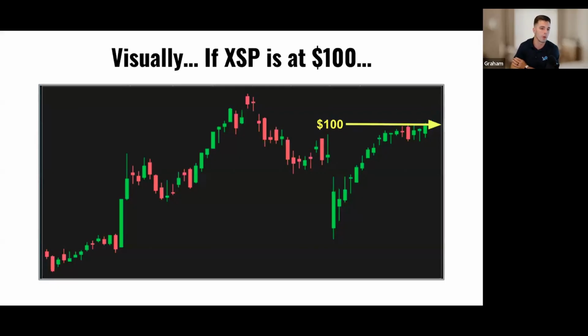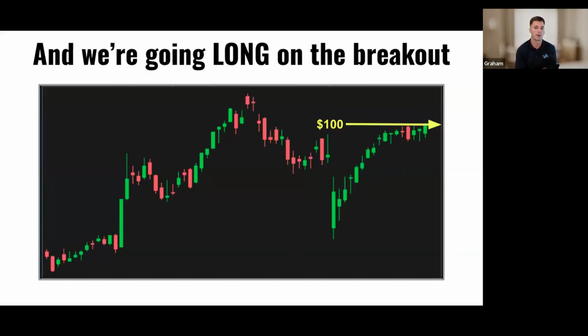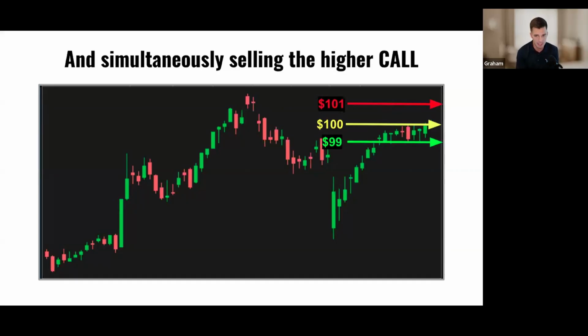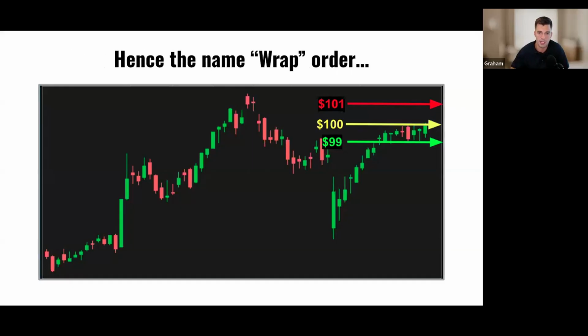Now, visually, we are going to wrap the price of a stock. So if we're going long, and let's just say for simplicity, XSP is at $100, we wrap by buying the lower call and simultaneously selling the higher call. Does everyone see how we've just wrapped that into a nice little burrito, covering both sides? Hence the name wrap order. So again, you always buy the one lower, sell the one higher, and that's going to give you the net debit.